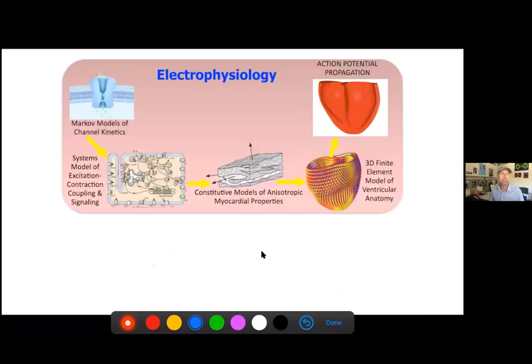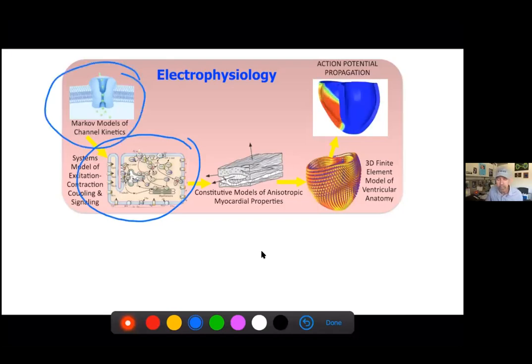How do we go from cell to tissue and organ? Well, you could think of this model here as the whole cell model, this as being a cartoon for the Markov state model, in this case of an ion channel. We do this in the case of the electrical and calcium handling activity of the heart by modeling each ion channel as a Markov state model, and then putting all those together into a whole cell model to model the change in voltage across the cell during the action potential.